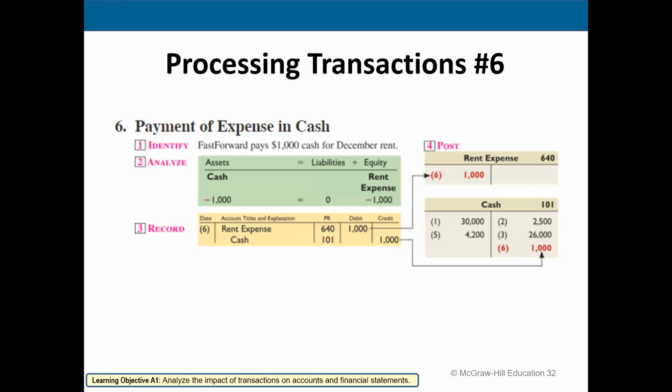And then our cash is decreasing, and cash is an asset. So we're going to credit cash.